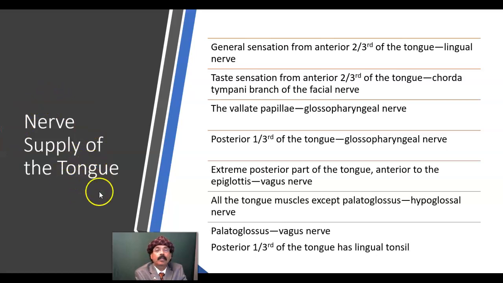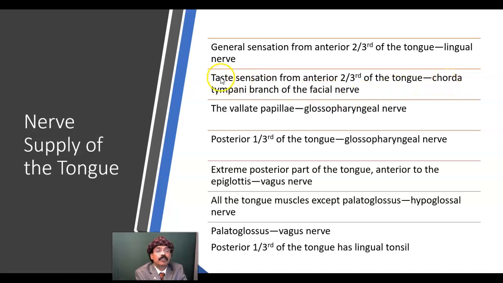So if we go to the nerve supply, general sensation from the anterior two-thirds of the tongue is by the lingual nerve, a branch of the mandibular nerve, a branch of the trigeminal nerve. Taste sensation from the anterior two-thirds of the tongue is by the chorda tympani, a branch of the facial nerve. The anterior two-thirds excludes the vallate papillae, the area just in front of the sulcus terminalis. That part is innervated by the glossopharyngeal nerve. Otherwise, the anterior two-thirds of the tongue gets innervation from the facial nerve branch, chorda tympani.